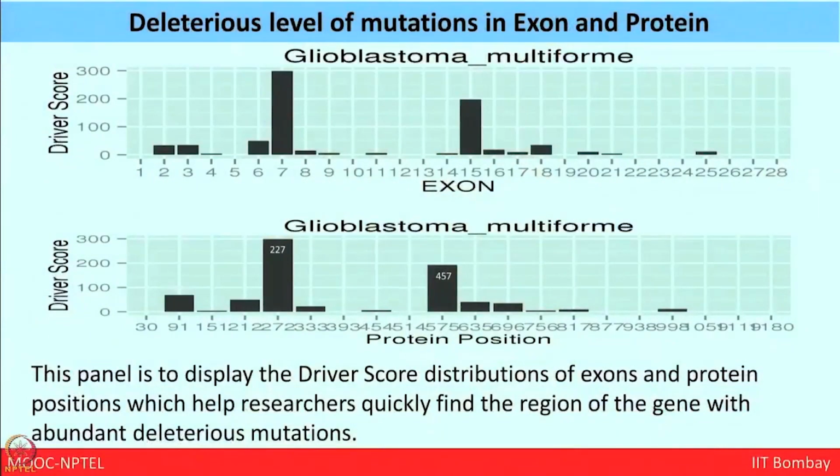So, till now genomics has given a lot of information about glioblastoma, but if we take into account the correlation between the exon and protein, we will find that the driver score related to protein and exon is also giving some new information. This panel displays the driver score distribution of exon and protein position, which helps researchers quickly find the region of the gene with abundant deleterious mutations.